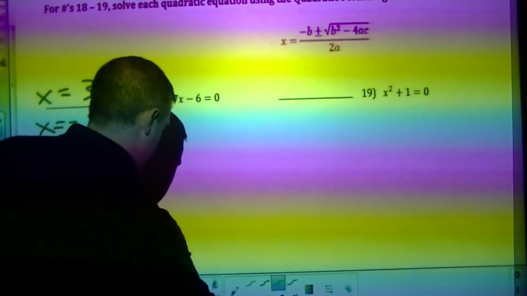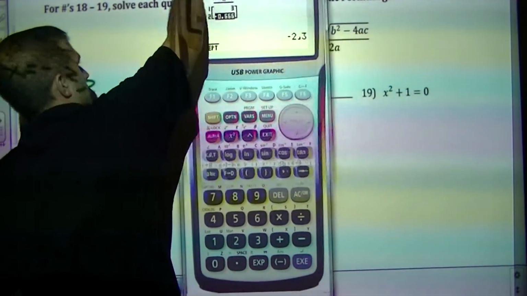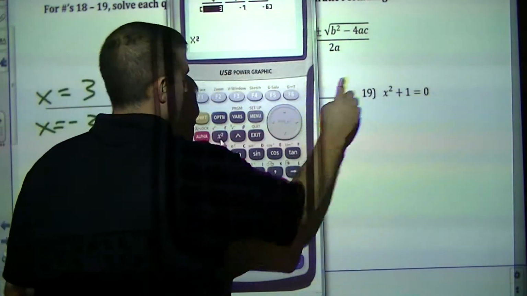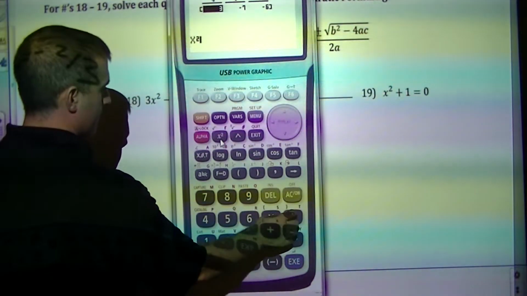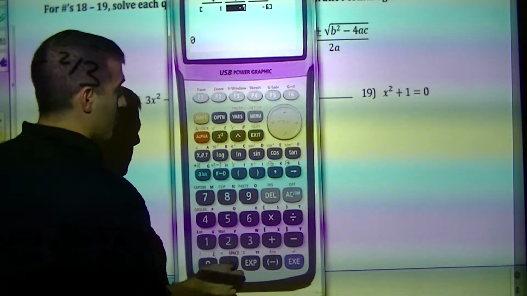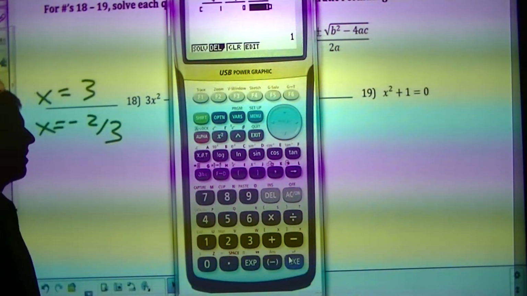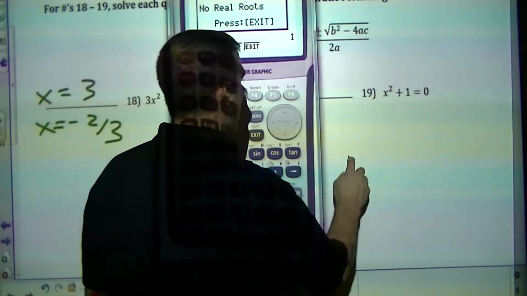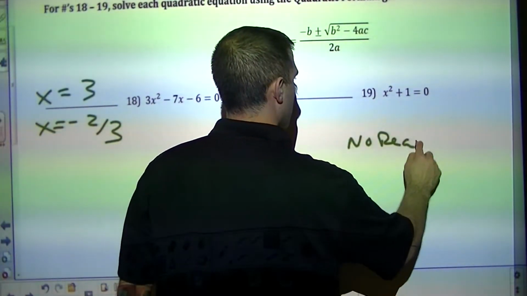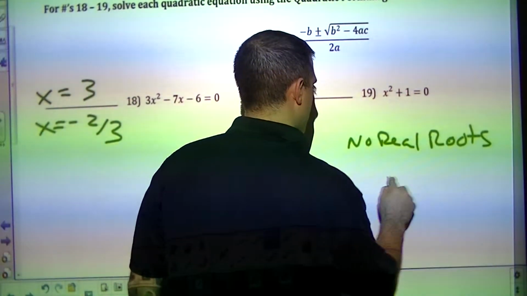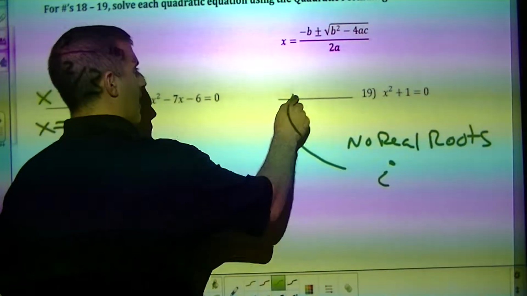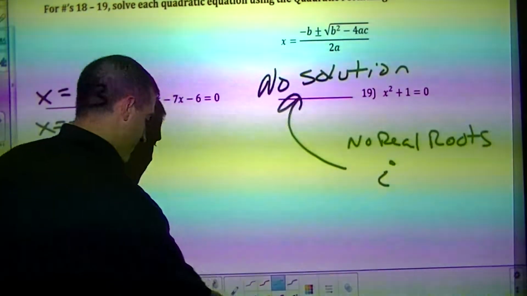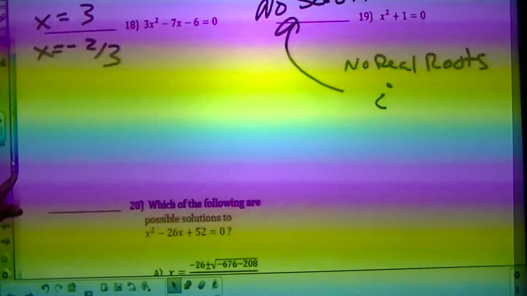This next one, I can do x squared. I have no x term, so it's going to be 0. Oops. That should be a 1, a 0, and a 1. Because I don't have an x term. Now, I get that. If you get no real roots, if you get a solution with i in it, that answer is going to be no solution. And our last problem here.